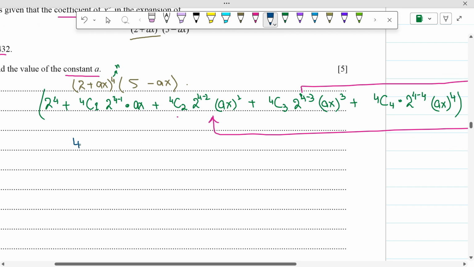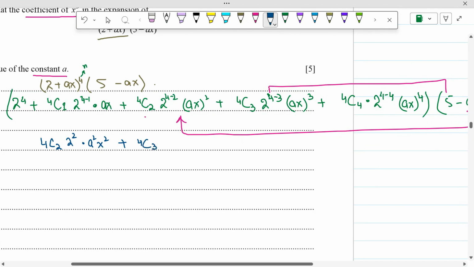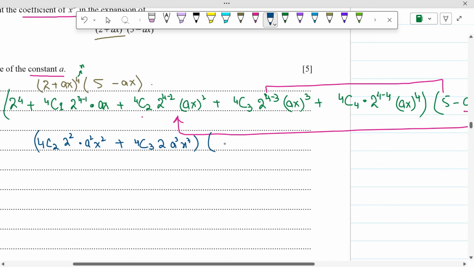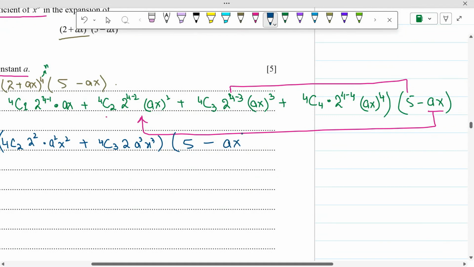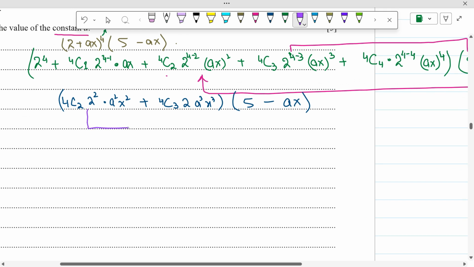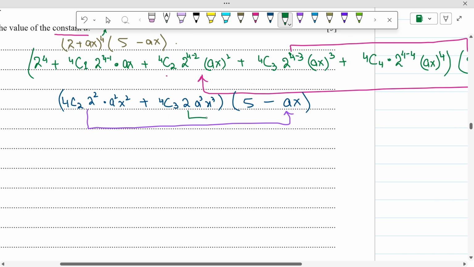So 4C2, 2 to the power of 4 minus 2 is 2 square, times a square x square, this one, plus 4C3, 2 to the power of 4 minus 3 is 2, and (ax) whole cube is a cube x cube. This one will be multiplied with (5 − ax). These are the only terms which will give us the x cube term. When we multiply this term with this term, we will get x cube, and when we multiply this term with 5, we will have an x cube term.